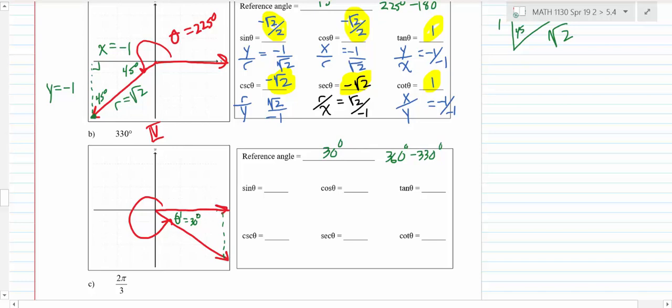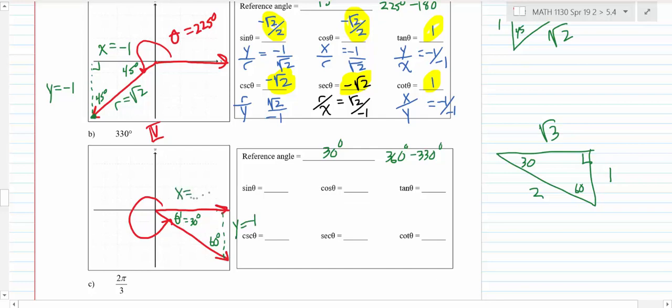This is the kind of stuff that you learn in 5.3, so you need to watch that video and go over that. This would be what we call a 30-60 right triangle, and the 30-60 right triangle goes like this. Opposite 30 is 1. Opposite 60 is square root of 3. The hypotenuse is 2. We're not going to use reference triangles very much once we learn the unit circle. So it goes like this. The y value would be -1 because it's opposite 30.